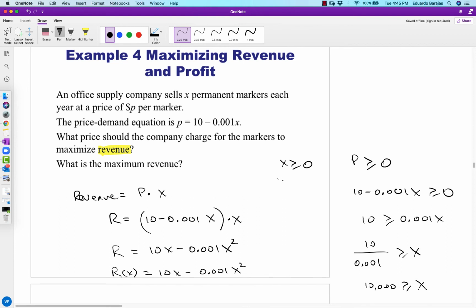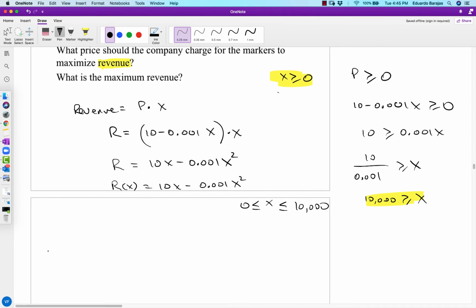Okay, so combining this with this lets me know that x must be greater than or equal to 0, but less than or equal to 10,000. Okay, so here is our equation for revenue as a function of x, and this is what we want to maximize, figure out the maximum revenue with this as our constraint. So let's find our first derivative. R prime of x is going to be equal to 10 minus 0.002x.